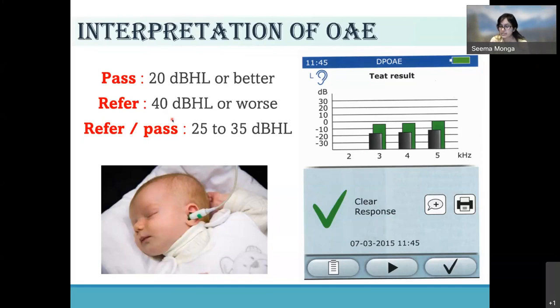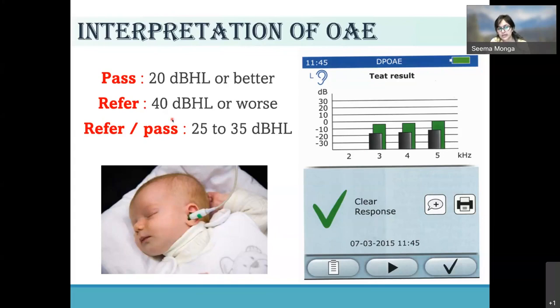So first thing I forgot to tell you, first thing before any audiological test, always examine the baby's ear. Always examine. Maybe there is wax and you are trying to snugly fit the probe. It won't fit. Maybe there is a congenital abnormality. The probe is not getting fitted. It is floppy. Or there is fluid, otitis media with effusion. The OAE result won't be correct.